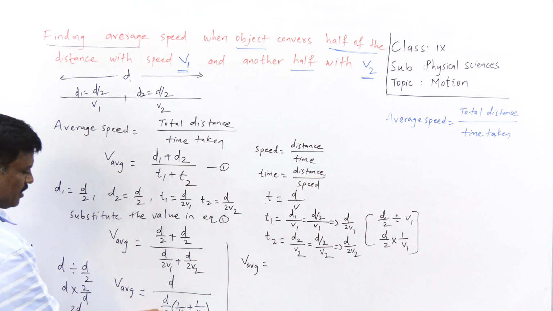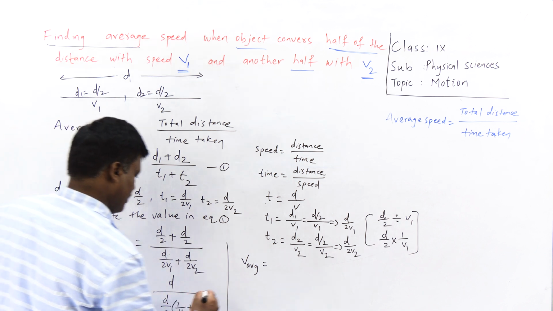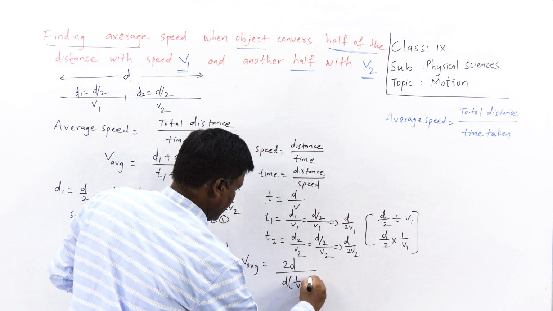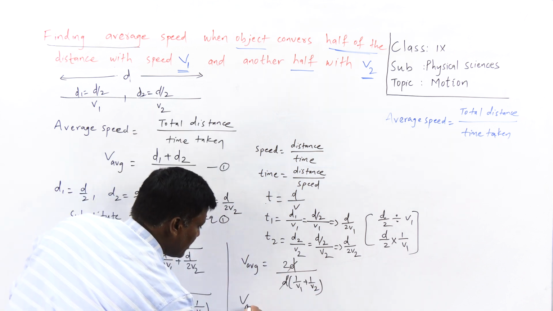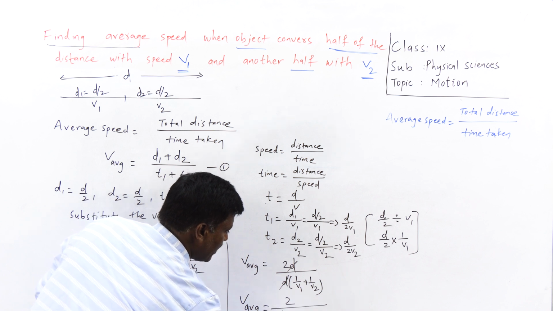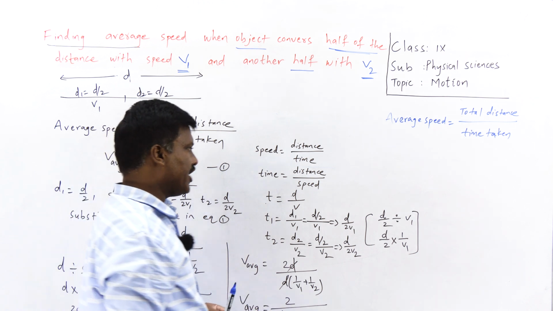So here this 2 comes here, right? In the next step, what do we get? 2d by d of 1 by v1 plus 1 by v2. d gets cancelled. V average speed is equal to 2 by 1 by v1 plus 1 by v2. Up to here we got. Then again we have to continue this.